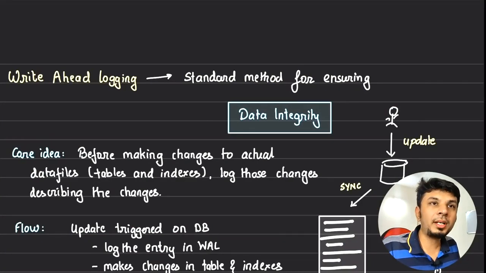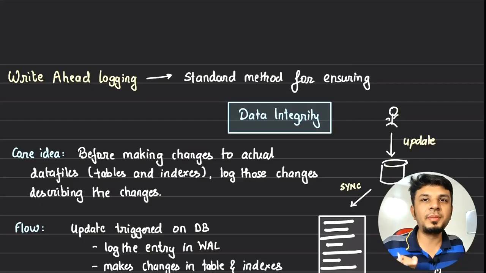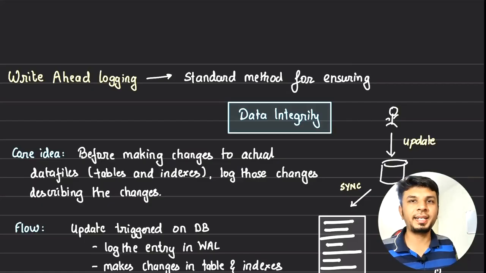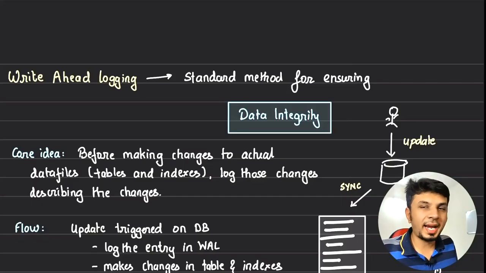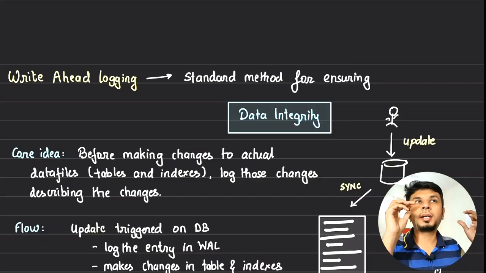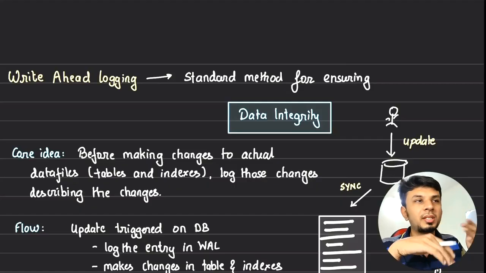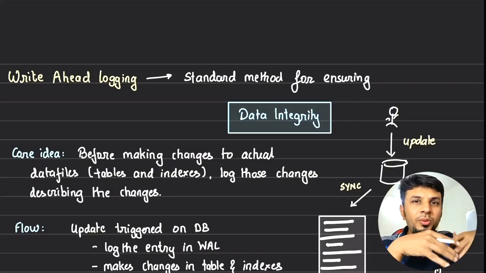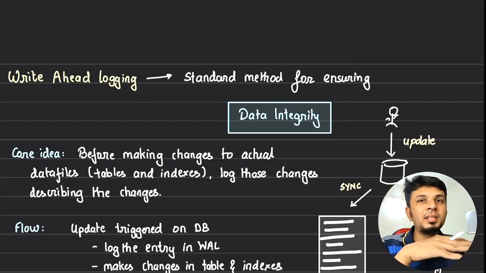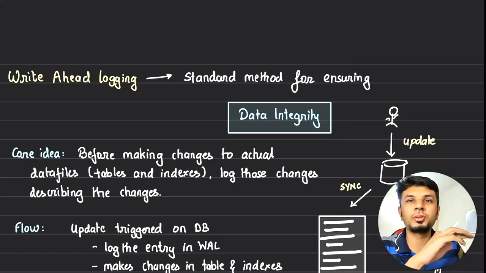So now coming to write ahead logging, and what this technique actually does. This is a very standard method of ensuring data integrity, basically reliability. The idea here, the write ahead logging, is just a concept. It can be applied to so many different places, not just very specific to relational databases. It can be applied to any database in general. Any place where you want to ensure reliability, you will use write ahead logging to solve the problem.